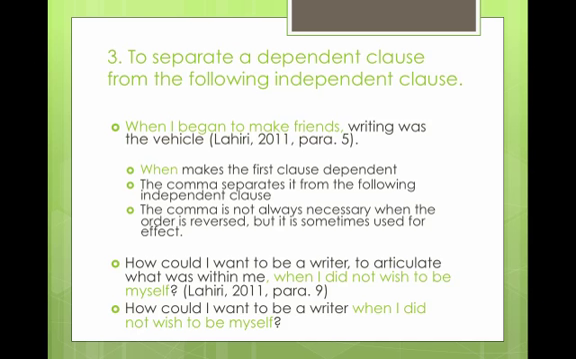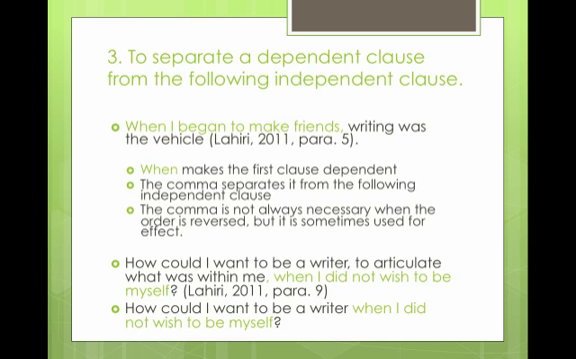So we can see, how could I want to be a writer? And we could repeat that: how could I want to articulate what was within me? So this "to articulate" is actually part of the verb phrase, and you can do that. You can repeat parts as long as there's some kind of parallelism. If you're going to separate two things like this with a comma, as we'll see on the next slide, they need to be of the same type.